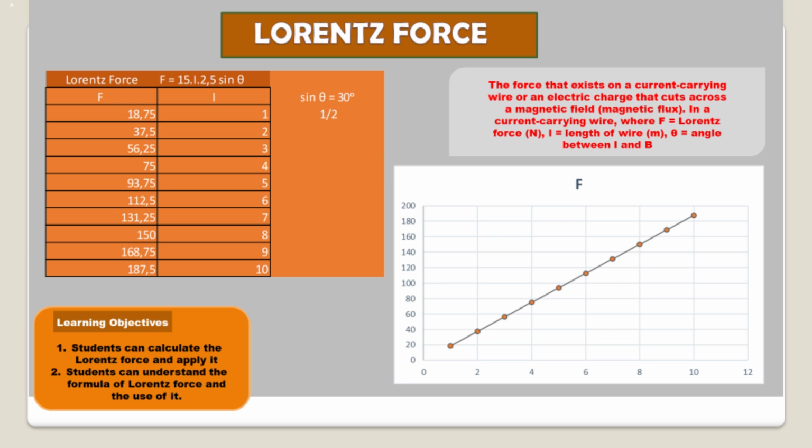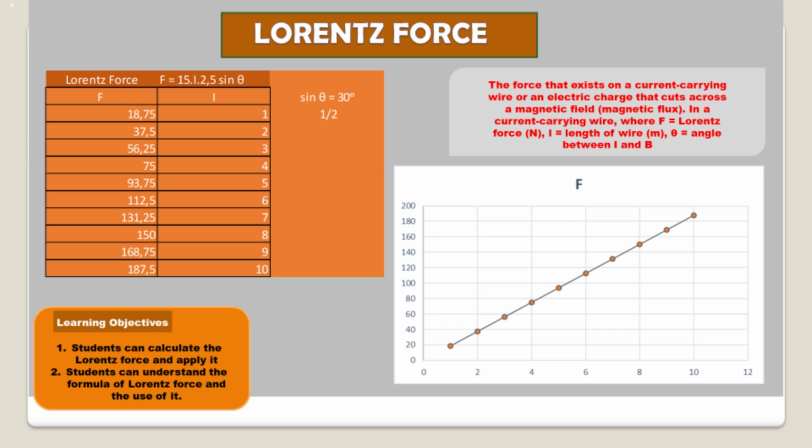For the first current, 1 ampere, we substitute to the formula F equals B times I times L sin theta. We get the F is 18.75 Newton. For the second current, 2 ampere, we substitute the formula, we get the F is 37.5 Newton, and so on, until we finish the current to 10 ampere.